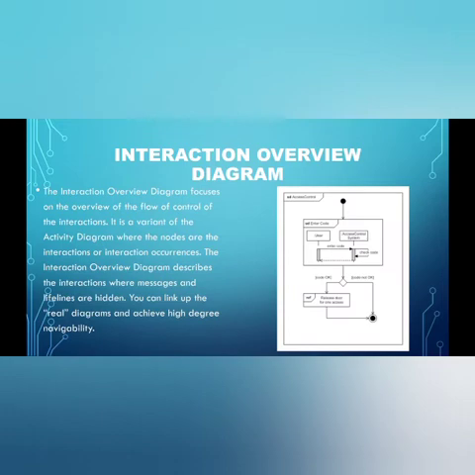Interaction Overview Diagram. The interaction overview diagram focuses on the overview of the flow of control of the interactions. It is a variant of the activity diagram where the nodes are the interactions or interaction occurrences. The interaction overview diagram describes the interactions where messages and lifelines are hidden. You can link up the real diagrams and achieve a high degree of navigability.